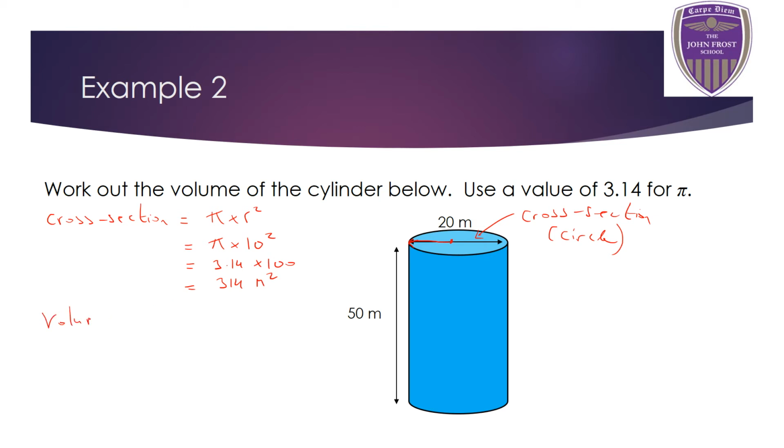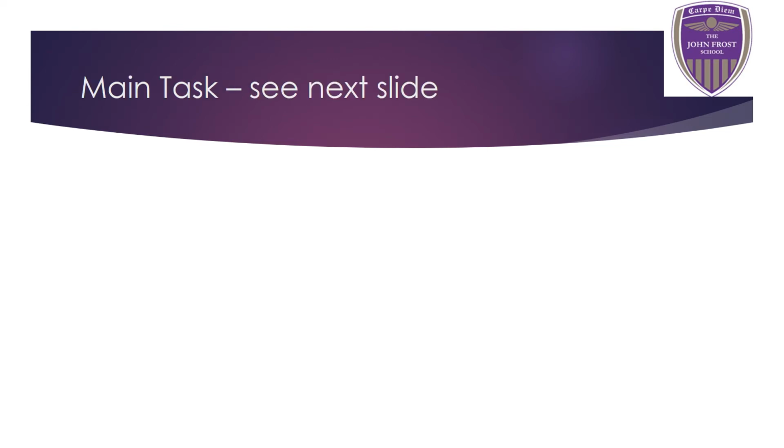Then for the volume, you just do the cross section times the length, which is 50 in this case. So 314 times 50 is 15,700. And this time around, it'll be meters cubed because I was given meters in my question. Job done.